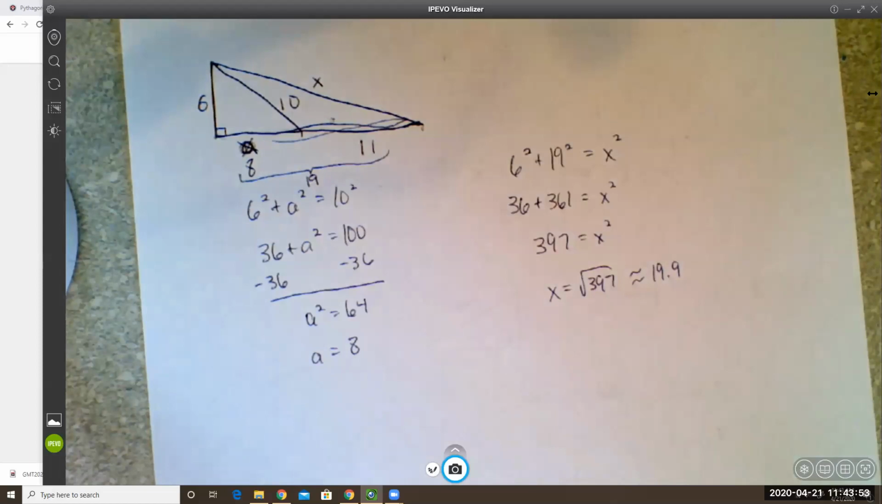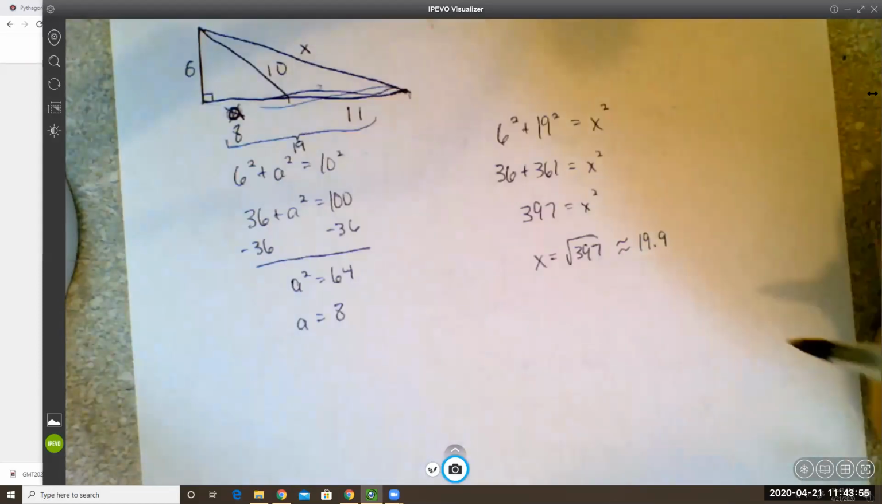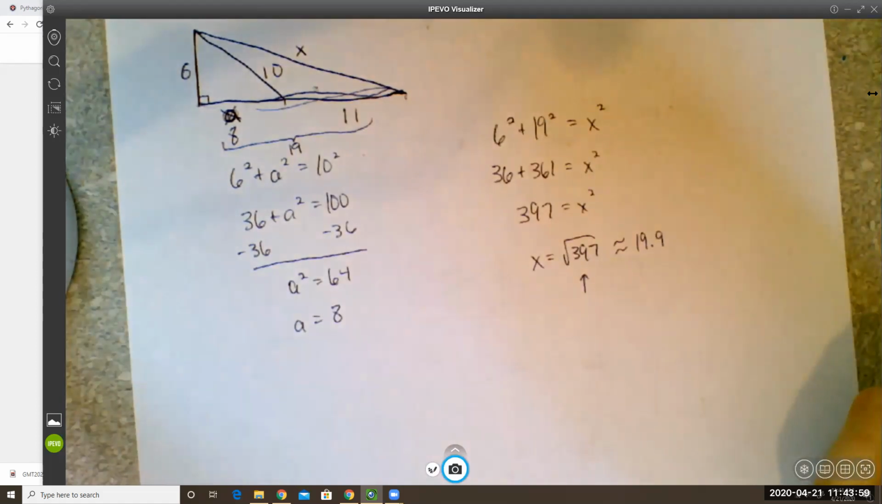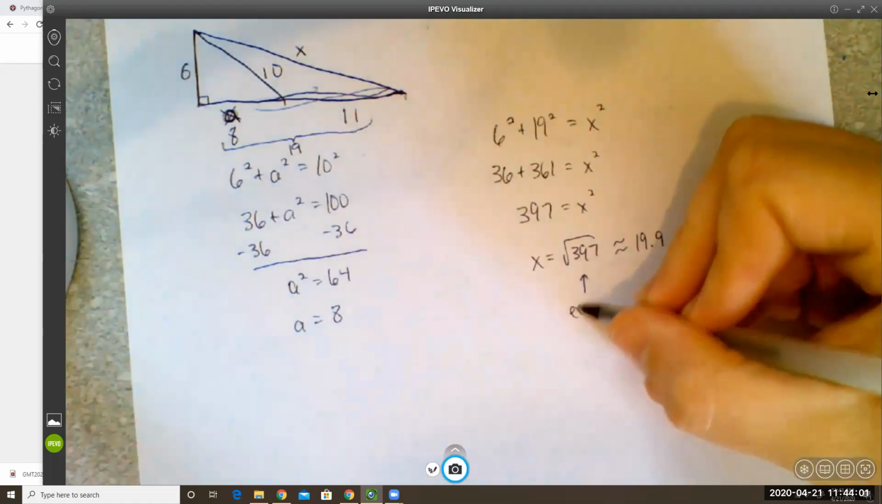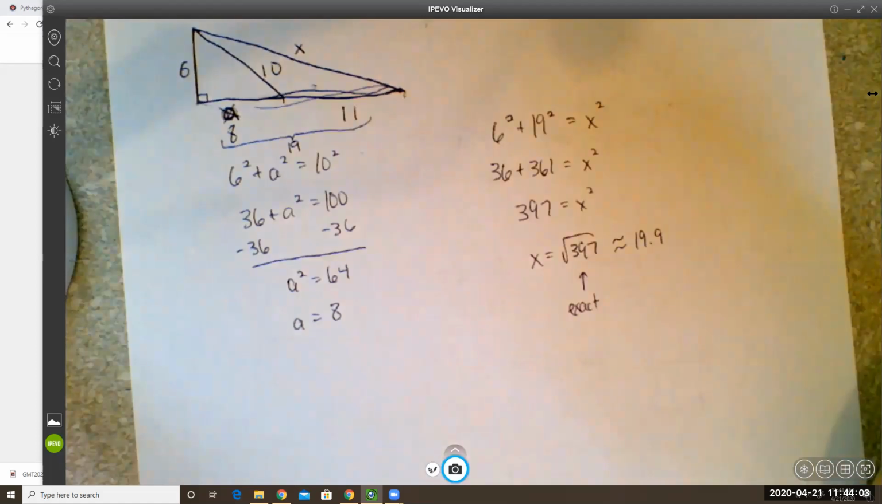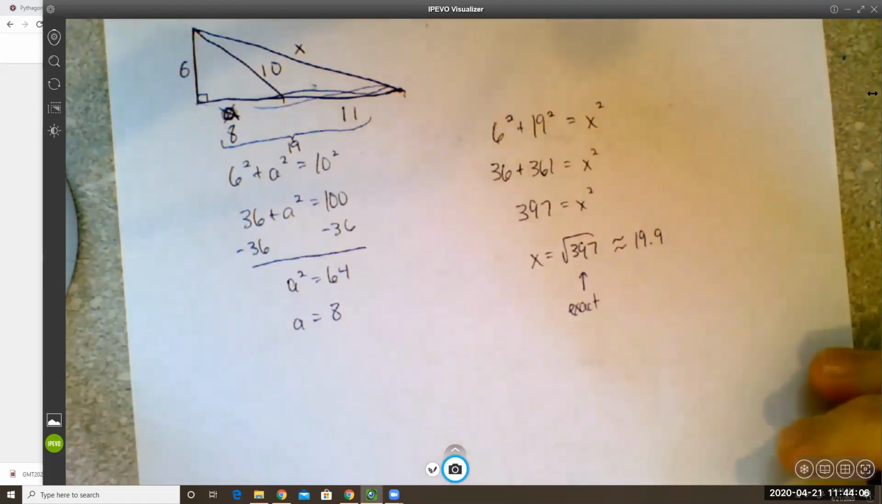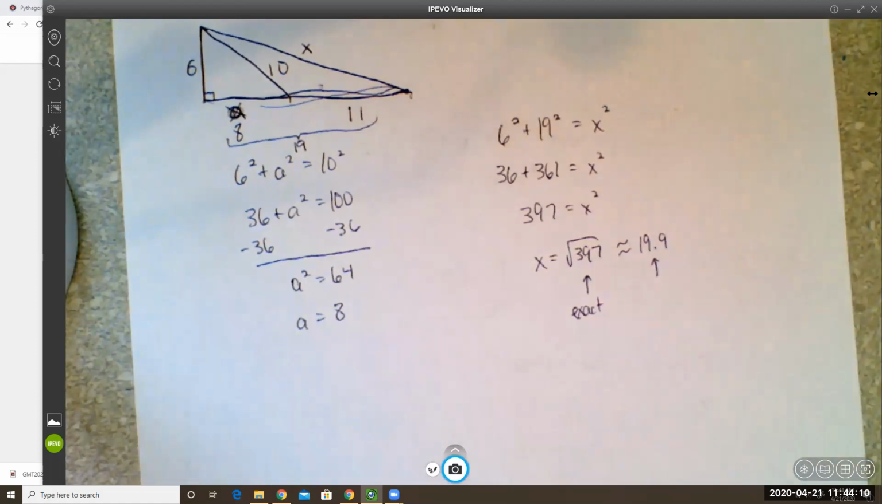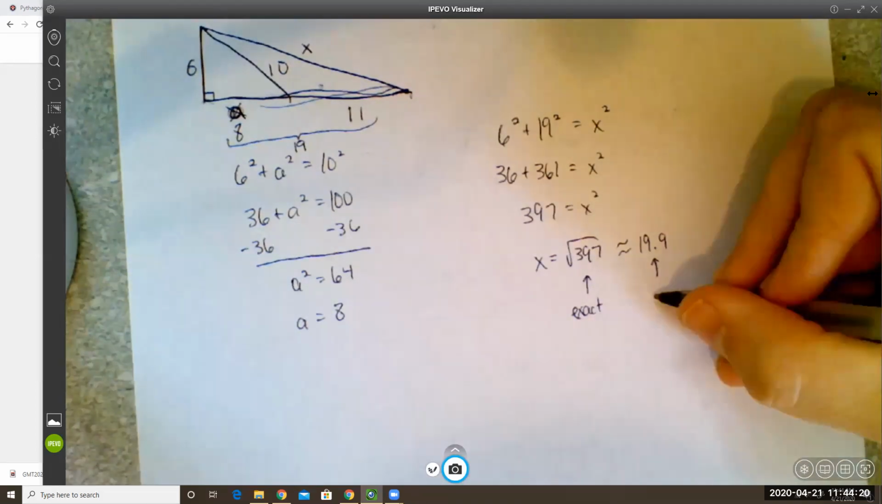But now's as good a time as any to point out that this answer here, the square root of 397, that's the exact answer. That's exactly the correct answer. 19.9, students tend to prefer these kind of decimal numbers, but that's not the correct answer. That's almost the correct answer. It's close to the correct answer, but it's not actually the correct answer. This is an approximation.